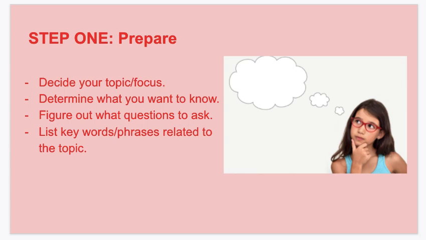Let's talk about step number 1, prepare. Before you do any sort of searching or any type of research, you need to prepare to figure out what you want to know. Step 1 includes deciding your topic or your focus. Today you will decide which pre-Columbian society you want to learn more about. Determine what you want to know. Figure out what questions to ask. And finally, list some keywords or phrases that are related to your topic.